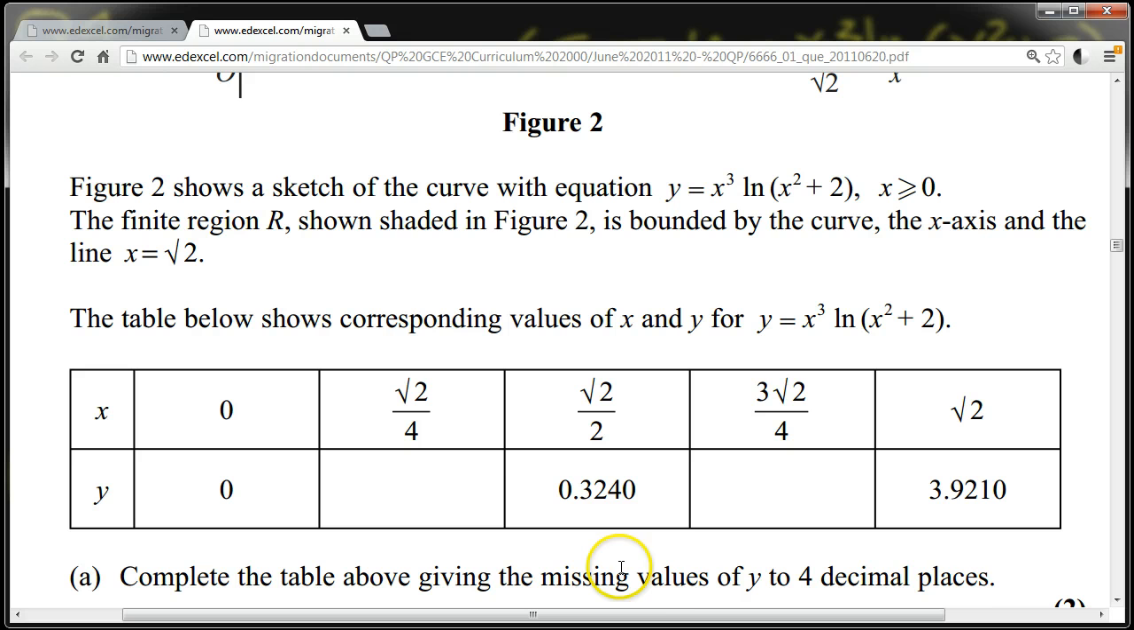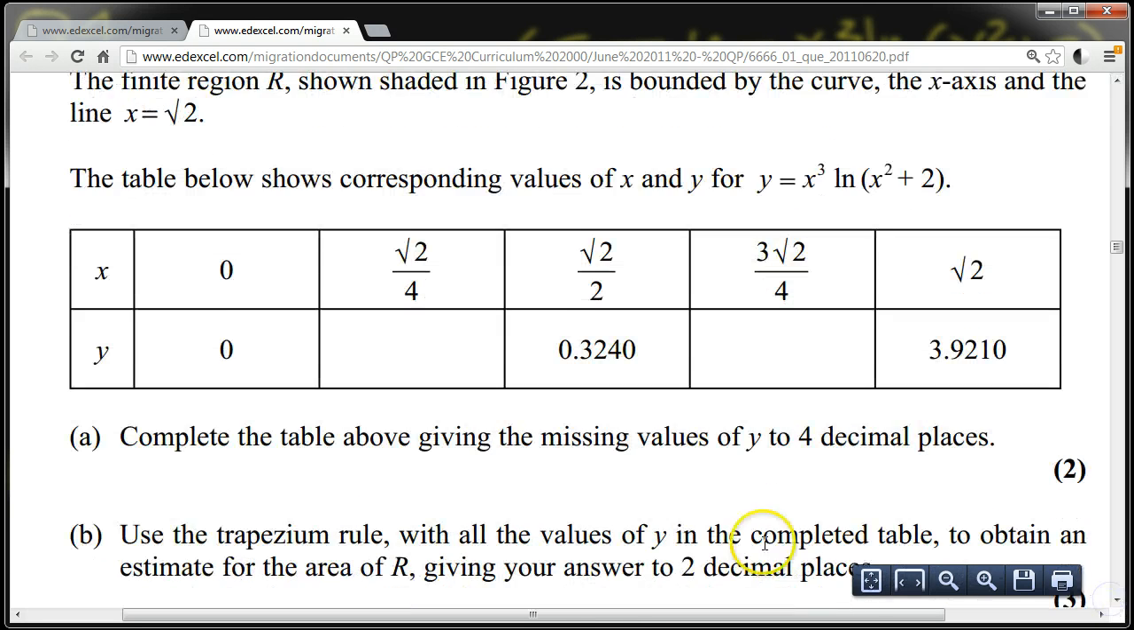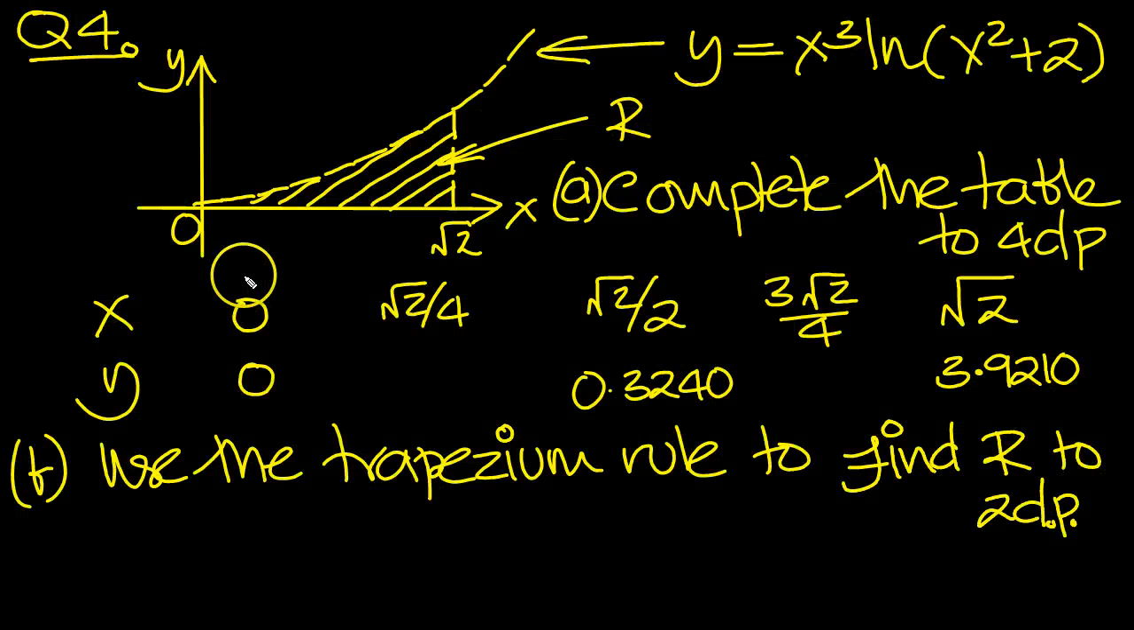Complete the table above, giving the missing values of y to 4 decimal places, and use the trapezium rule with all the values of y in the completed table to obtain an estimate for the area of R, giving your answer to 2 decimal places. So I've summarized these parts here, parts A and B. So let's complete the table first then.